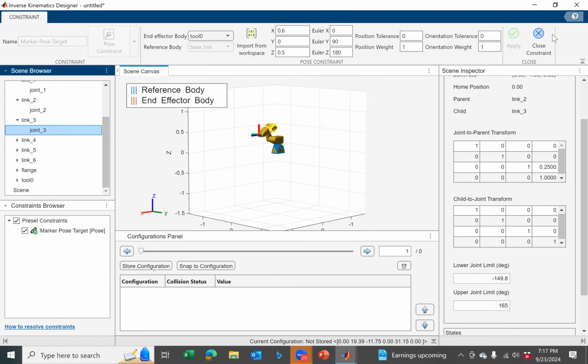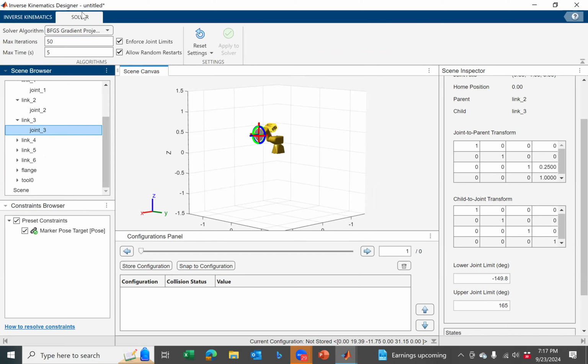You are welcome to change the solver. You can change to a different solver and then try to find out the inverse kinematics. In certain cases, one solver works better than the other. But I would strongly encourage you to go to Inverse Kinematics Designer Help in MATLAB. It will describe all the functions that you have available. With that, I'll stop here.